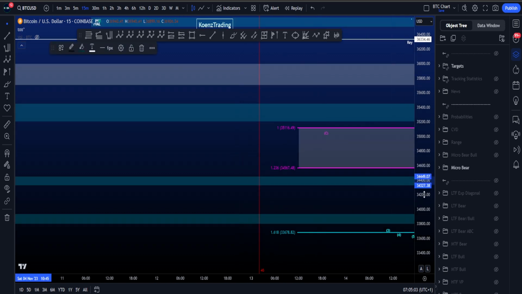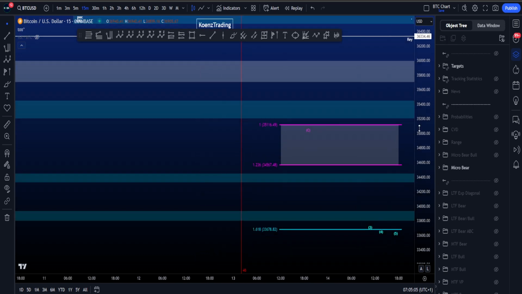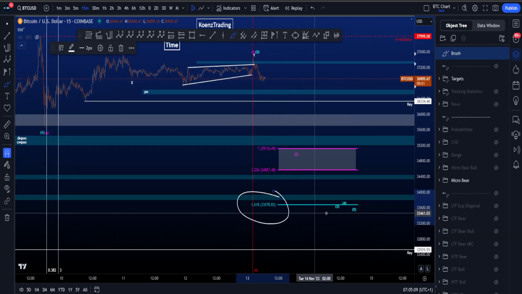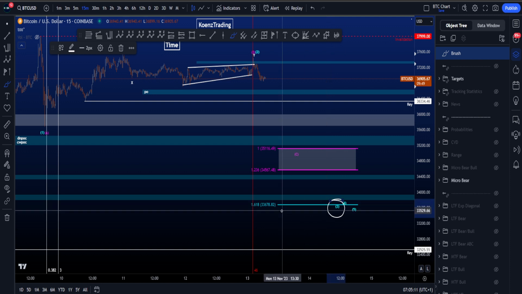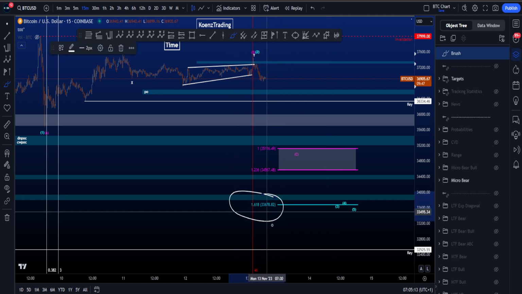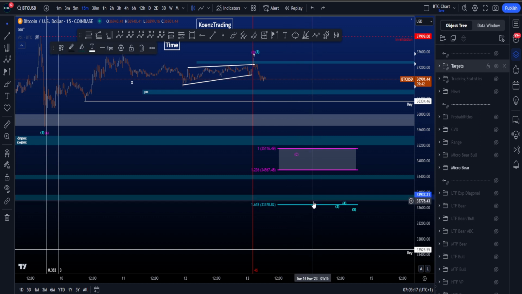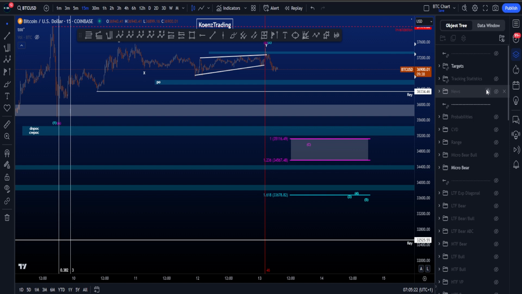Now you can also see the blue line over here, the 1.618, which is relevant for a wave 3, as usually that is a minimum target for a wave 3, sitting at 33.6k, with the target box just above for some extra support, 33.8 to 33.9k.